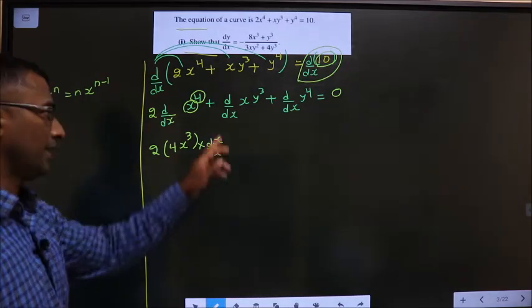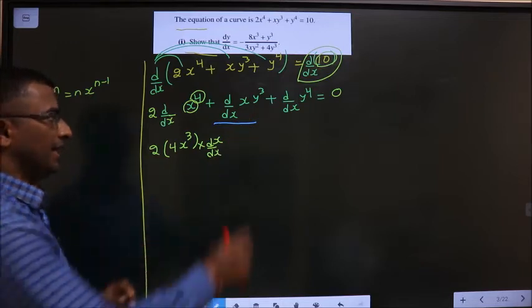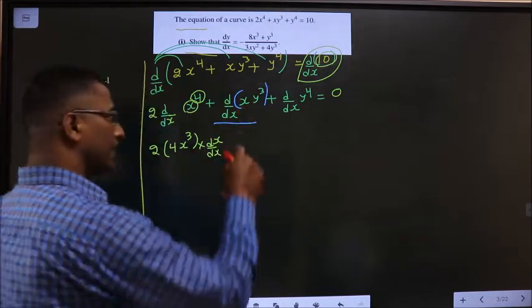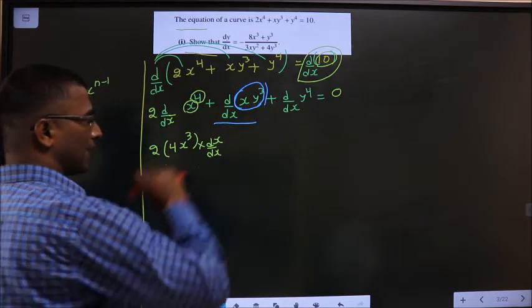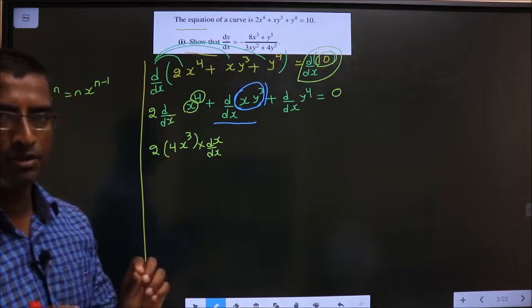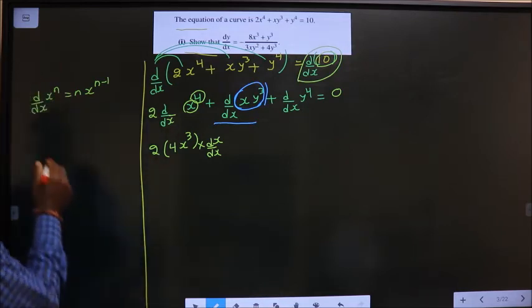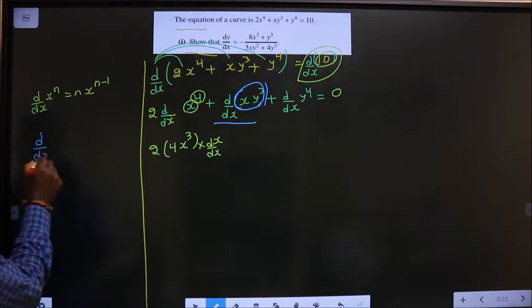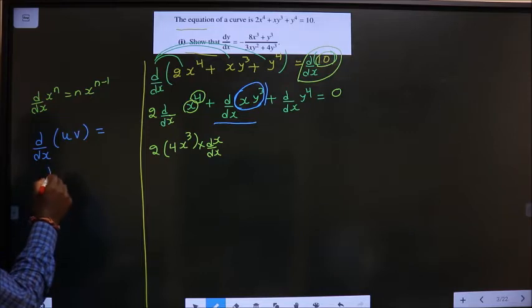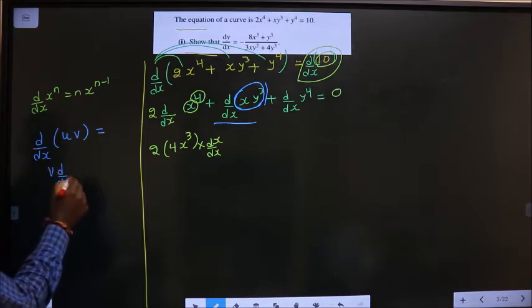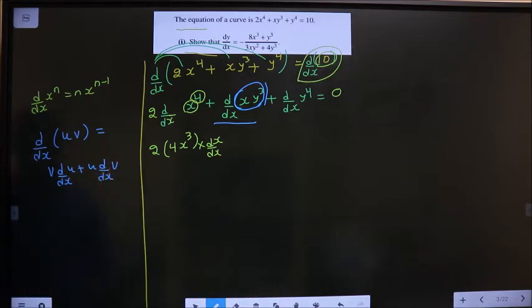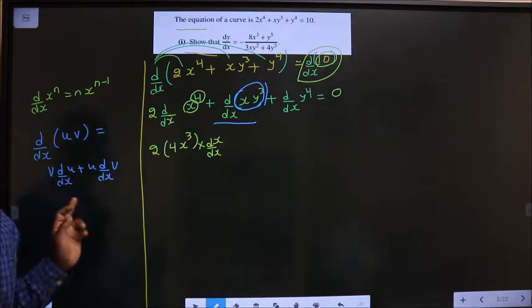Now next, here you need to differentiate x y cube. So I realized that x into y cube is a product. So whenever you want to differentiate a product, you should make use of the UV rule. And what does that rule tell? D by dx of UV is nothing but V into d by dx of u plus u into d by dx of v.